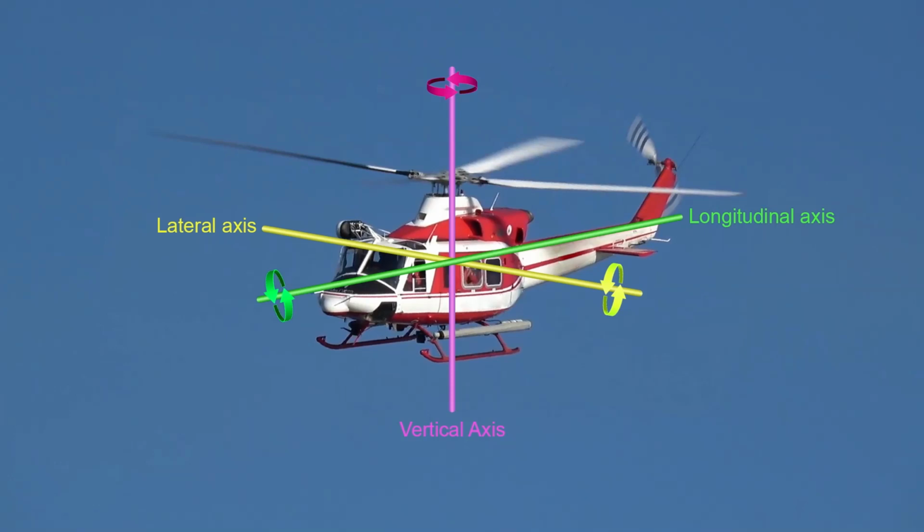Notice that the vertical axis passes almost through the center of the main rotor, because the helicopter's center of gravity needs to be very close to this point.